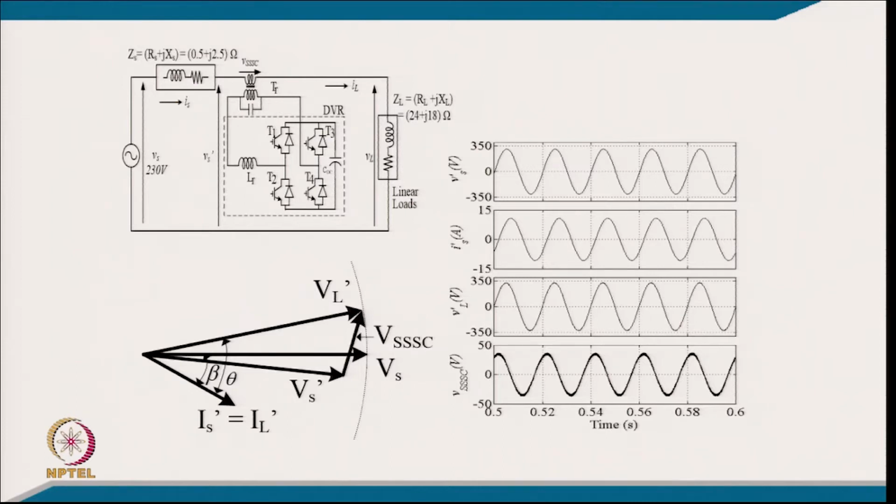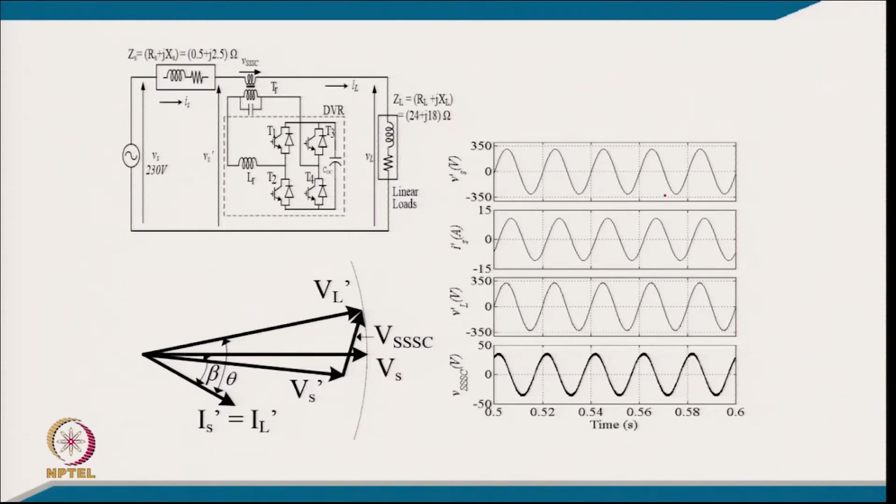You can clearly see here the point of common coupling. If series compensation is not there, the voltage at the point of common coupling will be a little less compared to the source voltage because of the drop. But we have to bring back this load voltage equal to the source voltage. So, we have to inject the voltage in quadrature, so that it needs only reactive power. That is the typical phasor diagram.